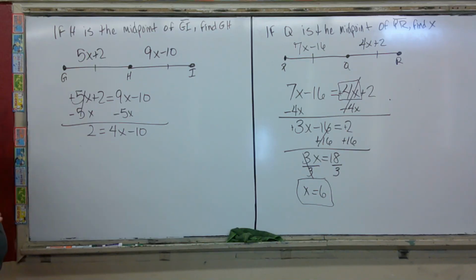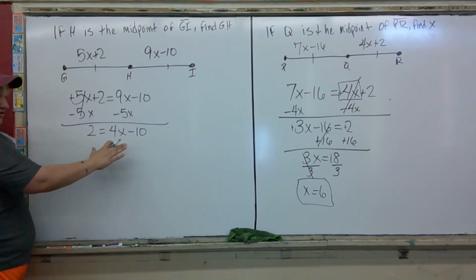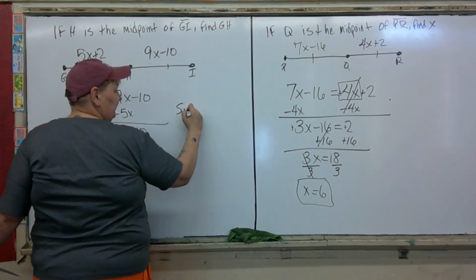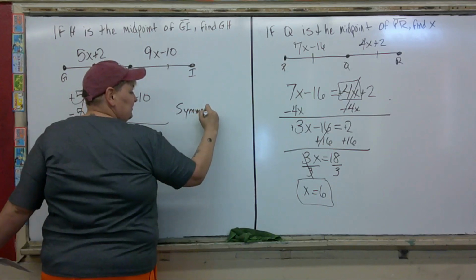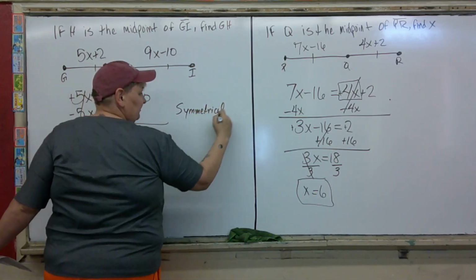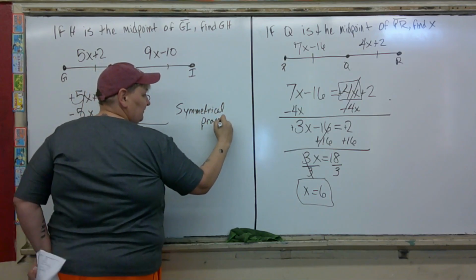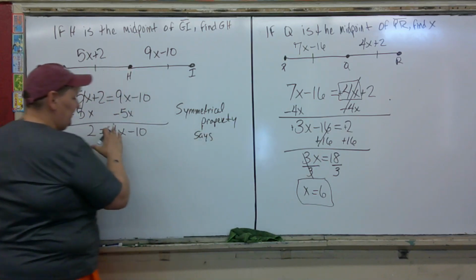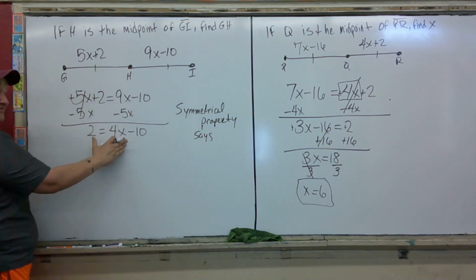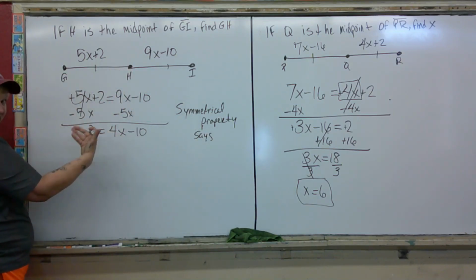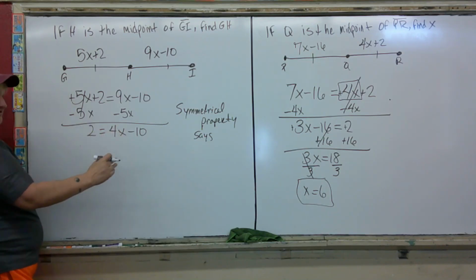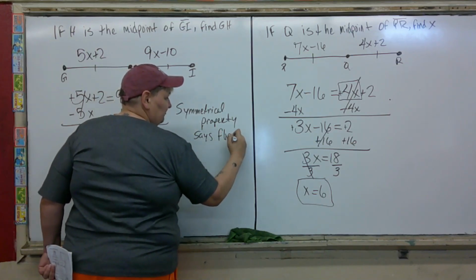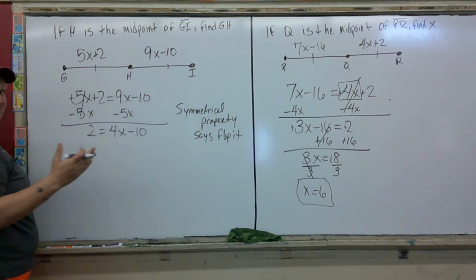Now, you have a choice here. You can either just flip the equation, right? Symmetrical property says that you can flip it. It says that if this side is equal to this side, then you can just flip it, and it's still the same equation. Using symmetrical property, we can just flip it.